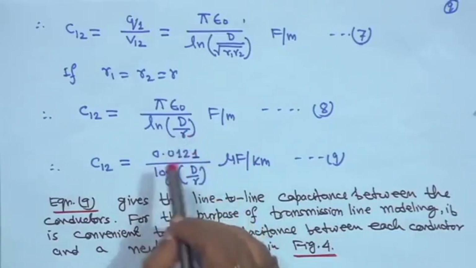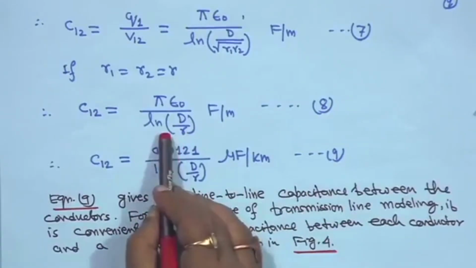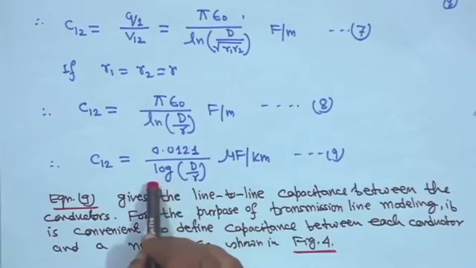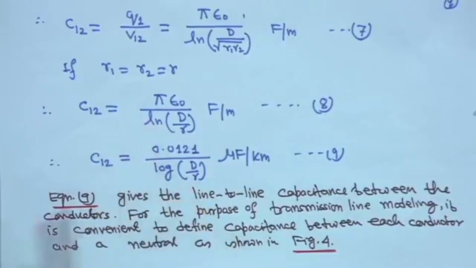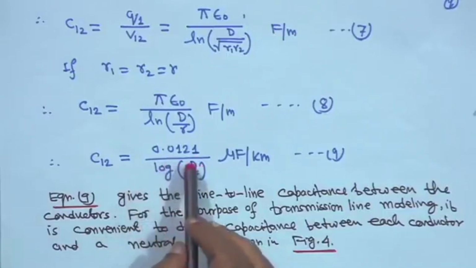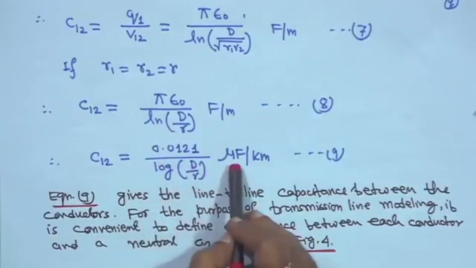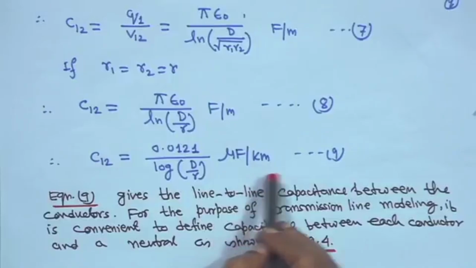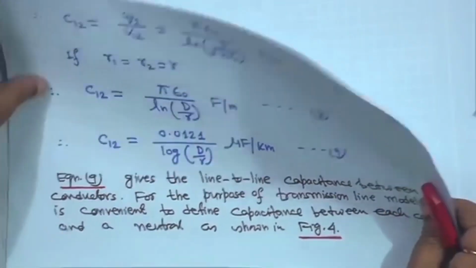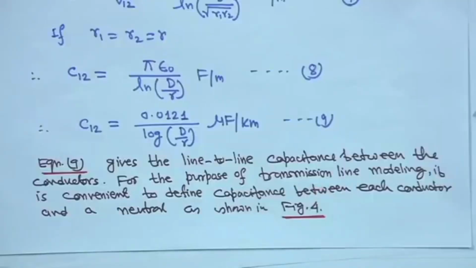natural log, but you can convert it to log base 10. This conversion is up to you, this simple thing you can do. Generally for all the numericals we will use log, not the natural log, because it is easier to remember. Therefore, C12 is equal to, if you simplify, 0.0121 divided by log d upon r microfarad per kilometer. This is equation 9. So this is the capacitance, and equation 9 gives the line to line capacitance between the conductors.